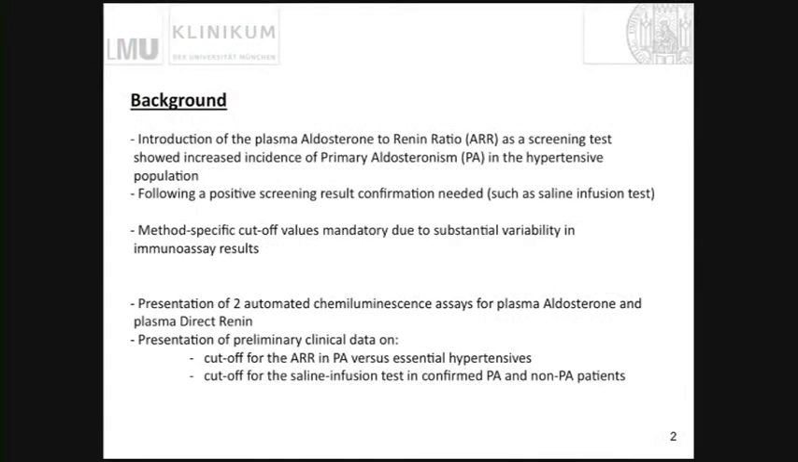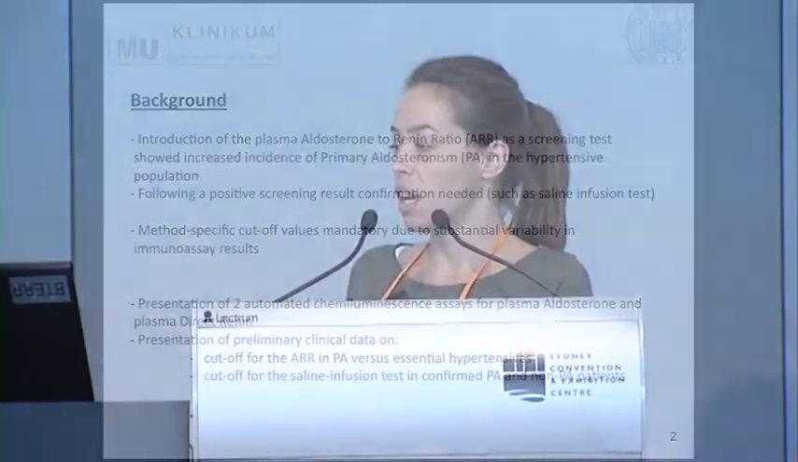So I won't give too much background because we already heard a lot from the previous speakers, but the purpose of making these two new assays, and the background for that, is that the introduction of the aldosterone to renin ratio as a screening test has showed that the prevalence of primary aldosteronism is increased greatly in a large percent of the hypertensive population.